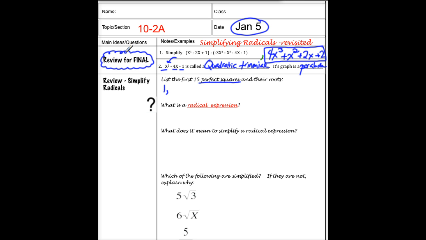1 times 1 is 1. 2 times 2 is 4. 3 times 3, 4 times 4, 5 times 5, 6 times 6, 7 times 7. Notice I'm not memorizing them.